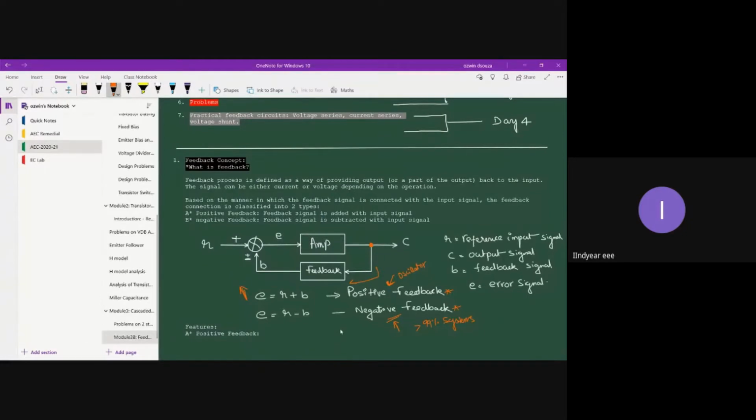Let me give you a simple example. Consider your automatic air conditioning system. Let us say the reference input is 30 degrees Celsius.